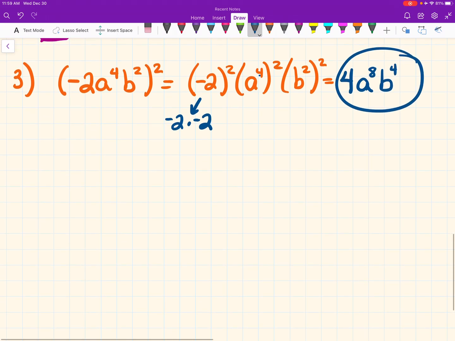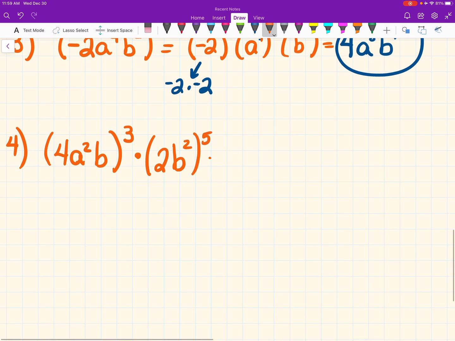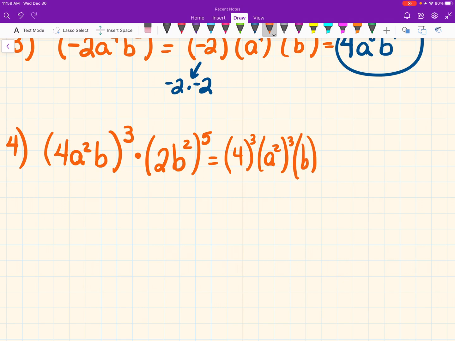Let's do one more complicated one. Number 4 is 4a squared b, that whole thing raised to the third, and then we have 2b squared raised to the fifth. So there's a couple ways you could shorten this. Some of you may not need to shorten it, but really what we have is 4 to the third, a squared to the third, b to the third, times 2 to the fifth, and b squared to the fifth. So let's simplify that down.